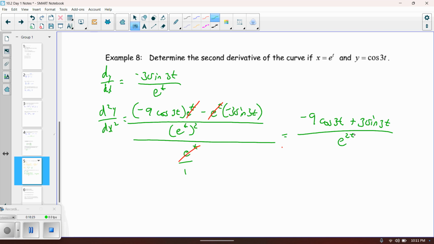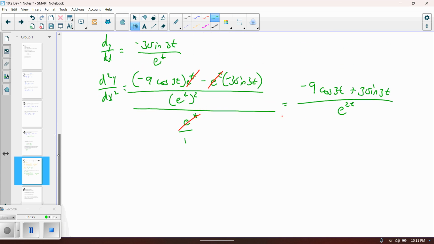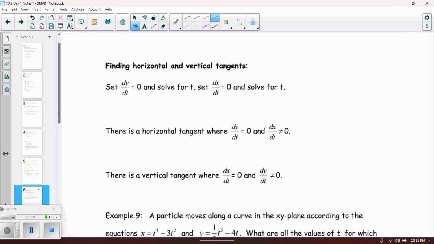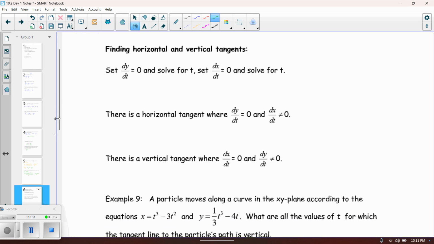All right, video is running a little bit longer than I wanted it to, but I think we're actually going to be able to complete this one, so that's good. Because the last thing we have to talk about is finding horizontal and vertical tangents. And really, again, this should make sense because it's the same principle that we had before.